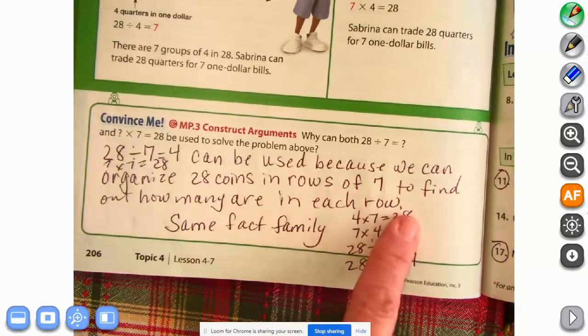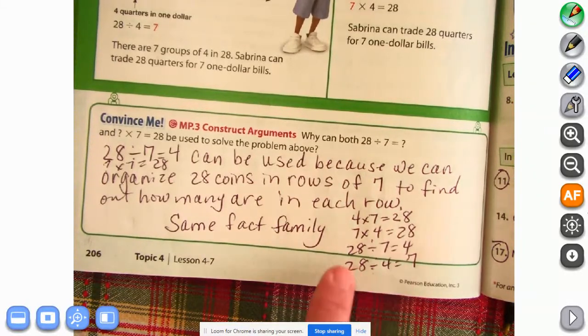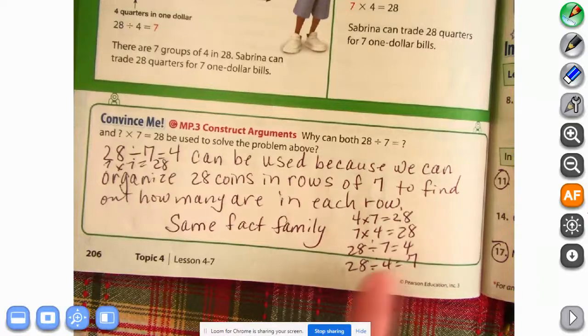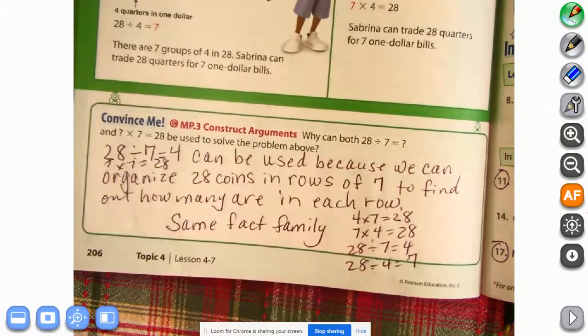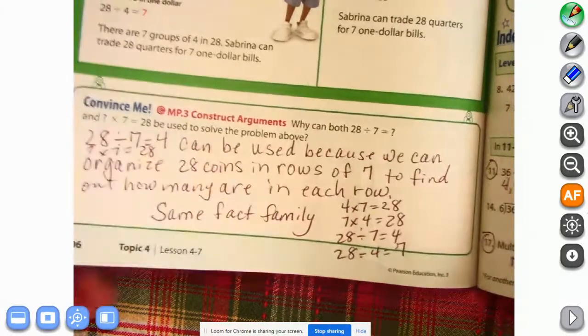4 times 7 is 28. 7 times 4 is 28. 28 divided by 7 is 4. And 28 divided by 4 is 7. So just a little bit of an explanation there. If you need to pause, please do. I'm thinking you're going to need to pause because it's all a lot of writing there.